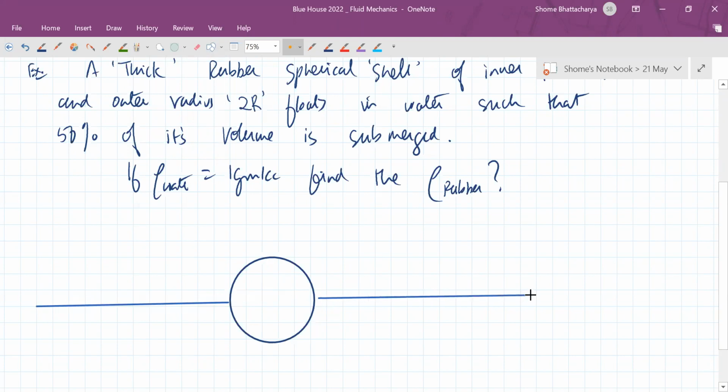So this is what it looks like from the outside. See that 50% of it is submerged in water. But you have to understand one thing here, that the rubber shell itself is like this. Only this much part is rubber.